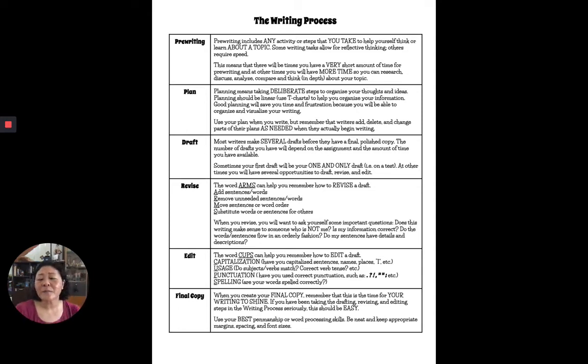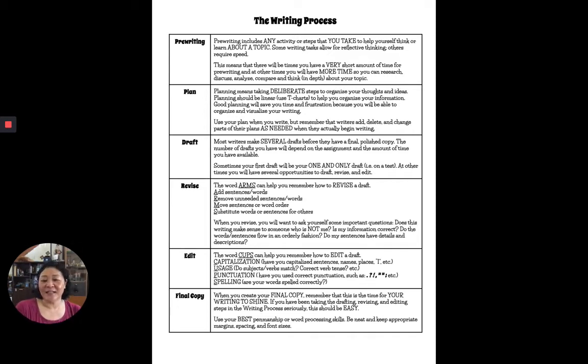The U in CUPS stands for usage. Do the subjects and verbs match? Are you using the correct verb tense in your sentences? The P stands for punctuation. Have you used correct punctuation? Have you used punctuation? Make sure you do that.